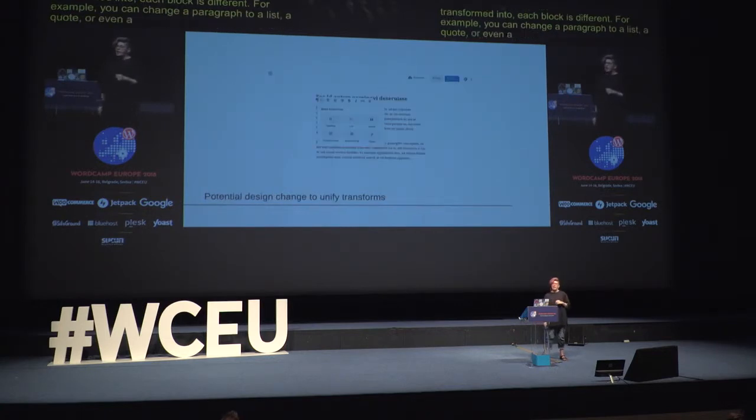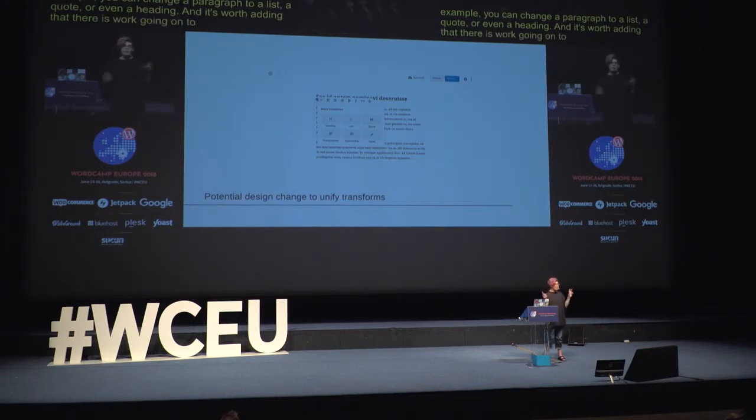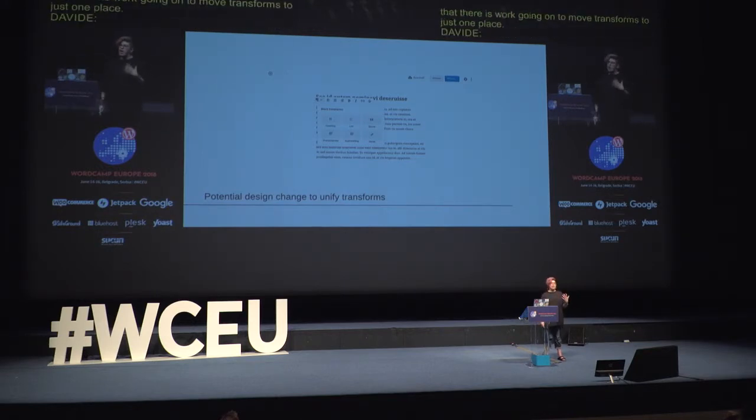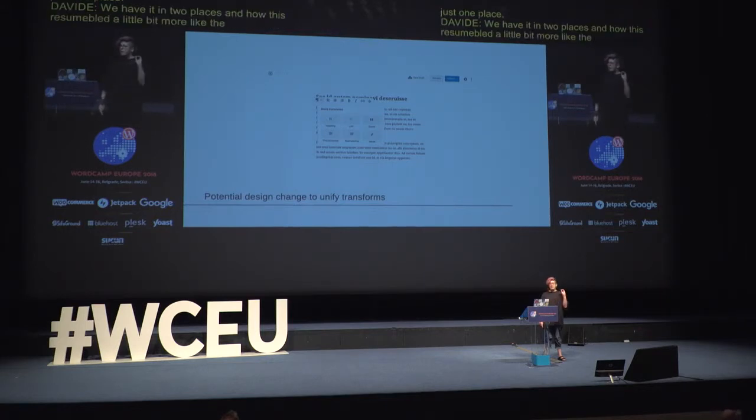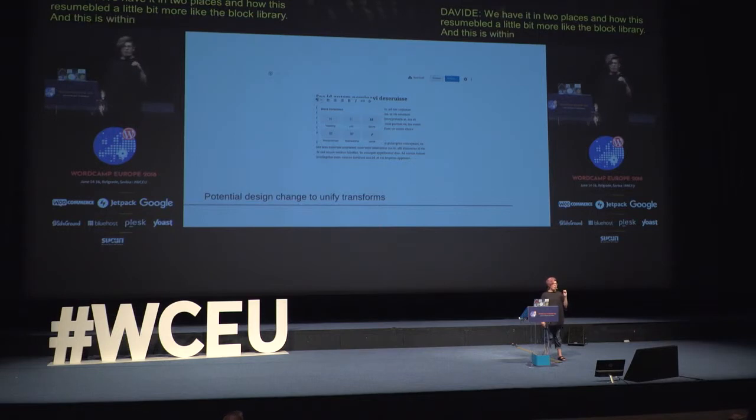And it's worth adding that there is work going on to move transforms to just one place. At the moment, we have it in two places, and have this resemble a little bit more like the block library. And this is one of those little unifying improvements that we can work within Gutenberg as we get that feedback.